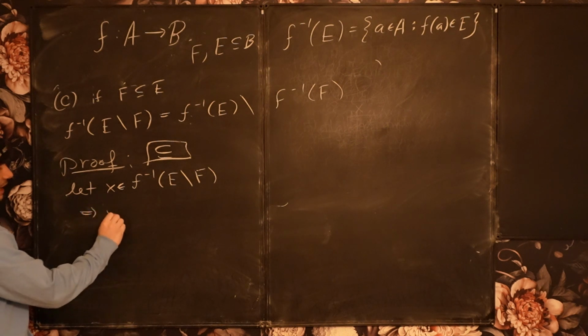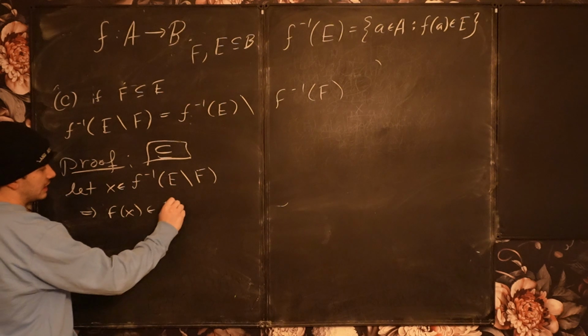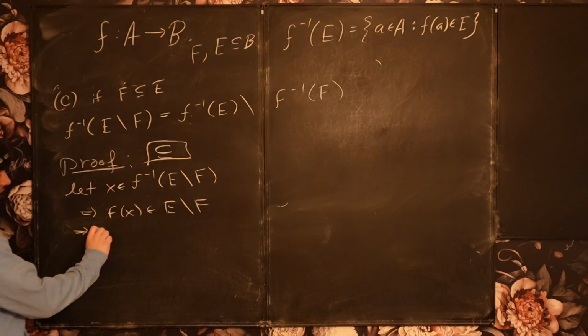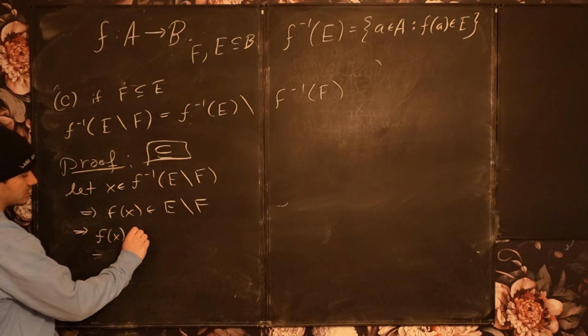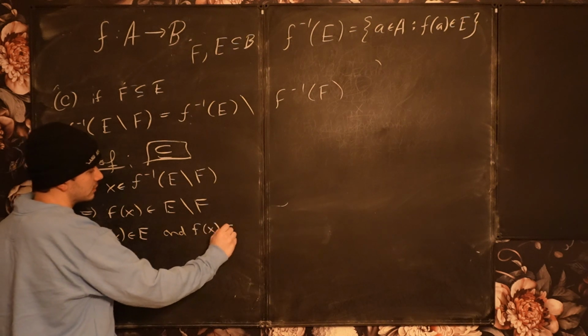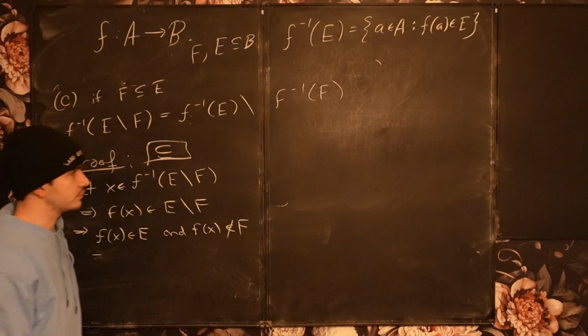So this tells me that f of x belongs to E set minus F. Therefore, f of x belongs to E and f of x does not belong to F. Let's recall the definition of the set subtraction real quick.